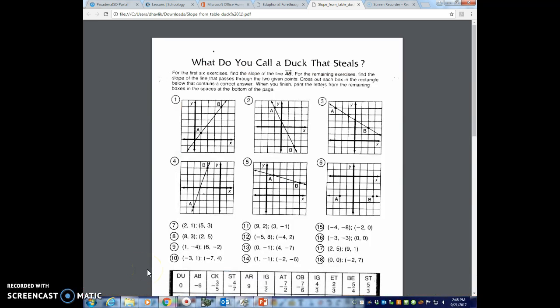Okay, so this is what you're working on today. You need to find the slope of every single thing here. Okay, that's what you're doing. The instructions say for the first 6 exercises, find the slope of the line AB. For the remaining exercises, find the slope of a line that passes through the 2 given points. Cross out each box in the rectangle below that contains a correct answer. When you finish, print the letters from the remaining boxes in the spaces at the bottom of the page.